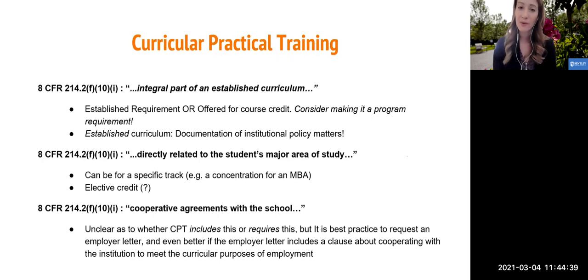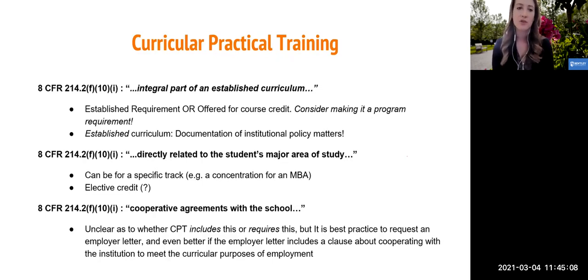And if you make it a program requirement, that's probably the quote unquote easiest way to do it, and also make sure that it addresses the equity issue amongst international and domestic students. So again, it really depends on your institution. It's all about institutional policy and making sure this is documented. So if your students or institution are ever asked, you can refer back to your institutional policy that it was part of an established curriculum.